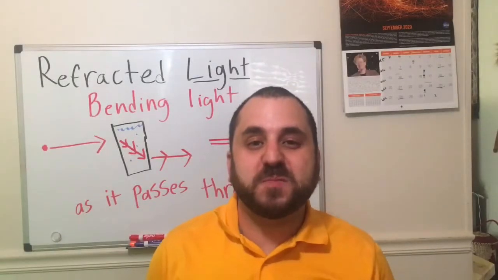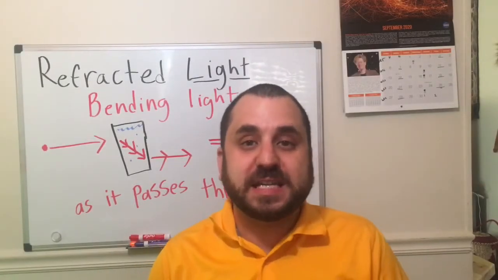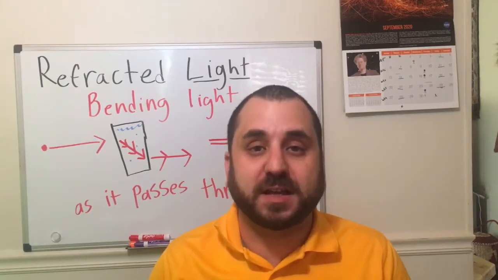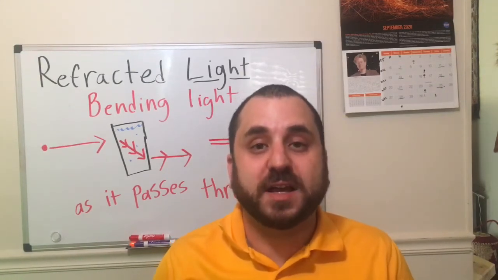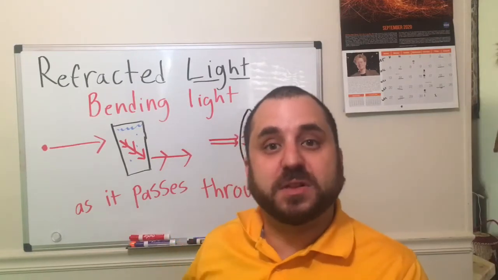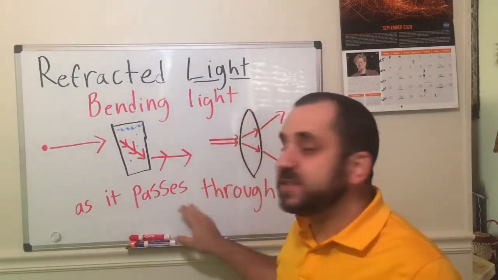Hello learners, I'm Mr. Saul, and today we're going to continue talking about light. We're going to take a closer look at refracted light. Now, when we say refracted light, we can easily just think of bending light. Actually, the light is bending as it passes through things.